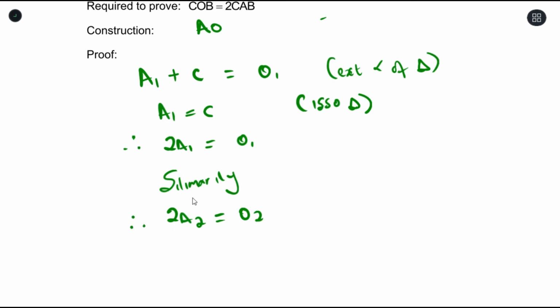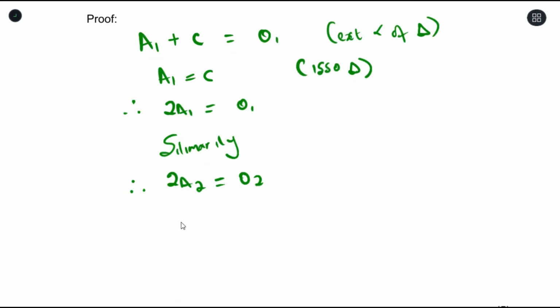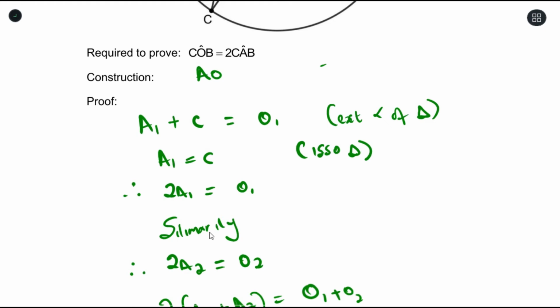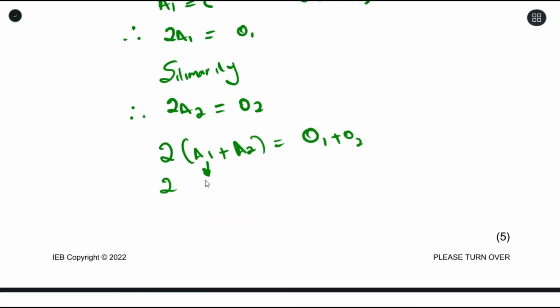Okay, so now combining these two statements, we could say that 2 times (A1 plus A2) would be equal to O1 plus O2. And this part here is the same thing as your CAB.